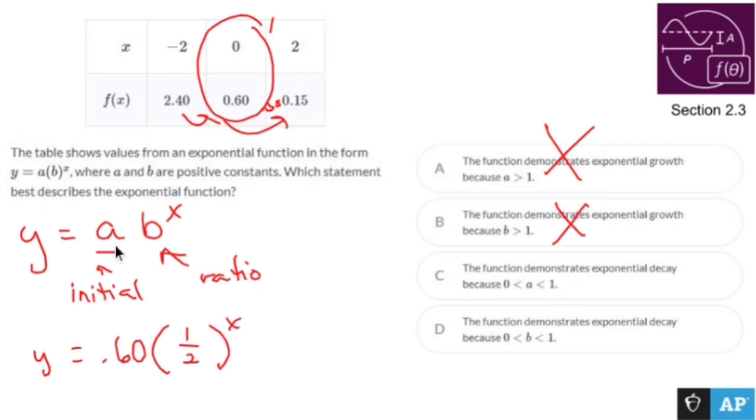Well, that's not why. That just happens to be the case here, but that's not why it's exponential decay. It's exponential decay because b, my common ratio, is between 0 and 1. So it's easy to select C based off of the numbers that I got, but C is not why it's exponential decay. D is why it's exponential decay.